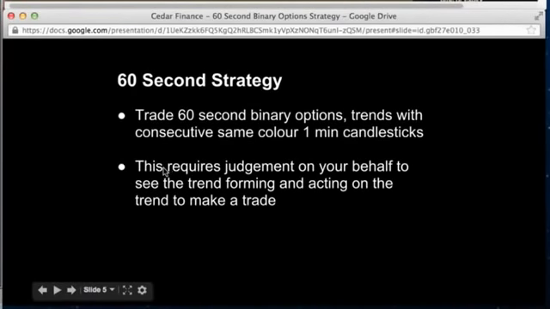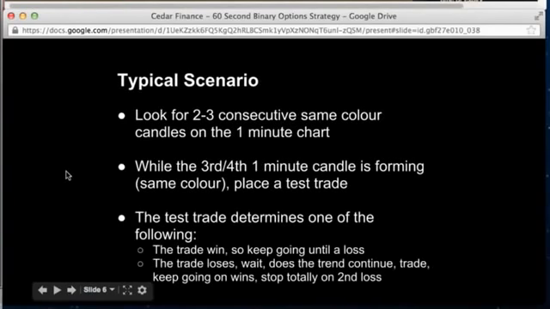This strategy requires judgment on your behalf to see the trend forming and act on the trend to make the trade. A typical scenario is to look for 2 to 3 consecutive same color candles on the 1-minute chart. While the 3rd or 4th 1-minute candle is forming, place a test trade. The test trade determines one of the following to see if the trade wins. If the trade wins, you keep going until you get a loss.